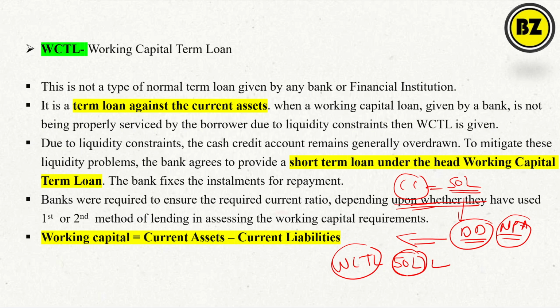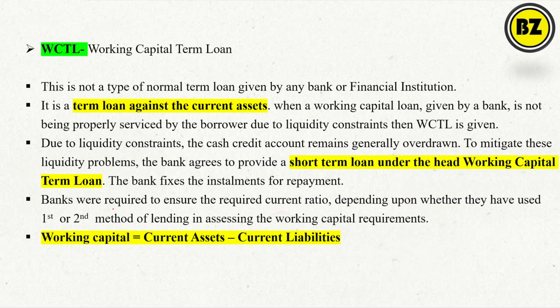Now see, that's the new 50 lakh rupees you are sanctioning as the WCDL, working capital term loan. That will generally be for a shorter period, right? Generally we sanction term loans for a longer period, but the working capital term loan will be for a shorter period. Okay. Now the bank has to ensure the required current ratio, depending upon whether they have used the first or second method of lending. Okay, what is the first method of lending and the second method of lending, that we have discussed in detail in the credit, in the ABM, in assessing the working capital requirement.